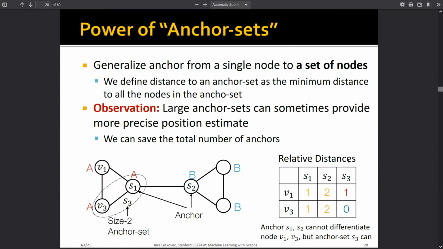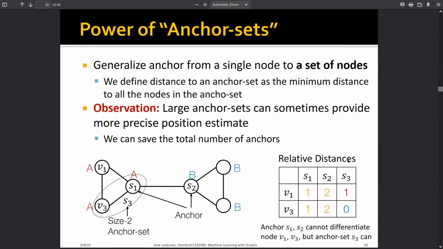I guess it so happens that the anchor nodes he chose were nice. Then there is also anchor sets, right? So he says a single node defined distance anchor set, the minimum distance to all nodes in the anchor set. So you basically say for V1, what's the distance to, assuming an anchor set of V3 and S1, you find the minimum distance from V1 to any of the nodes here, and you use that instead, right?